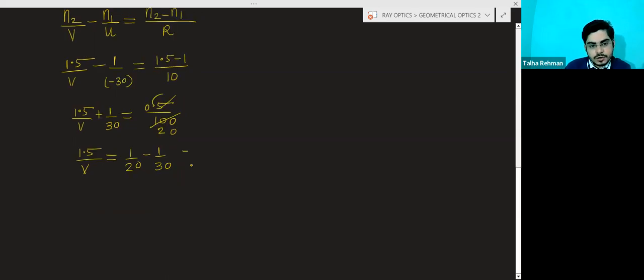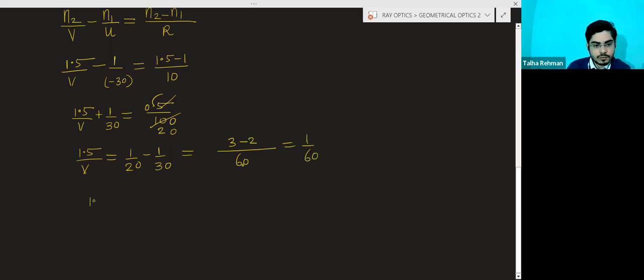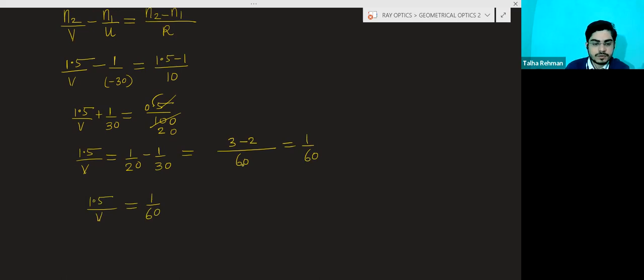Okay, so now we can solve it. We can take the LCM here, 60. Between the 20 and 30, we can take the LCM 60. So here will be 3, here will be 2. So it will become 1 by 60. So 1.5 divided by V is equal to 1 by 60. When you multiply 1.5 with 60, the image distance you will get is 90, means plus 90 centimeter.